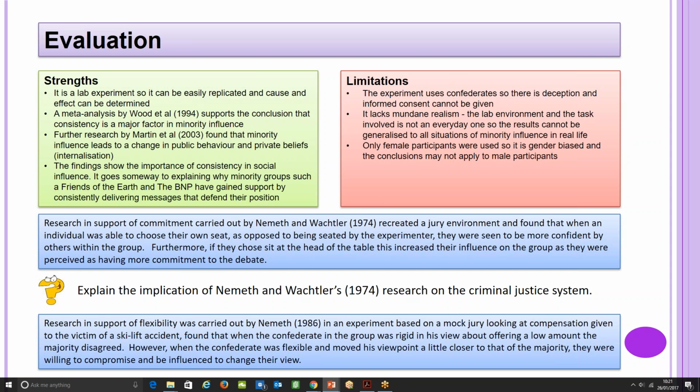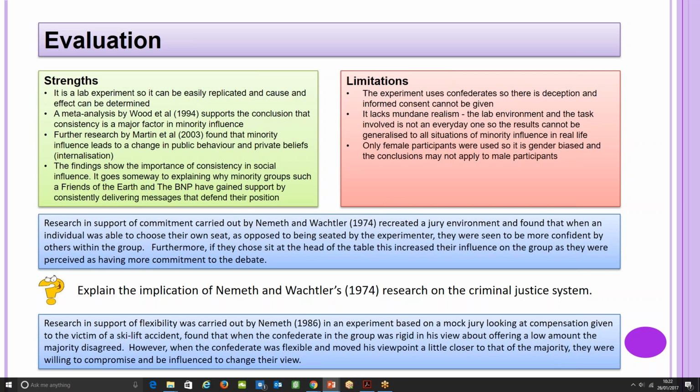The strengths. It is a lab experiment, so it can be easily replicated and cause and effect can be determined. A meta-analysis by Wood et al. 1994 supports the conclusions that consistency is a major factor in minority influence. Further research by Martin et al. 2003 found that minority influence leads to a change in public behaviour and private beliefs, i.e. internalization. The findings show the importance of consistency in social influence.